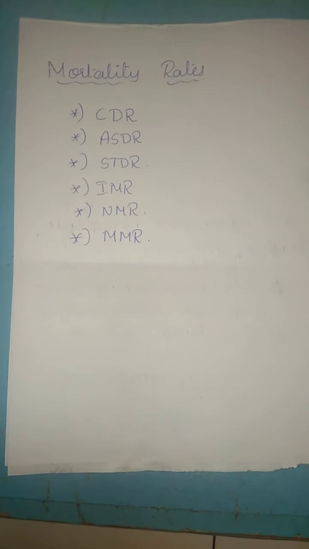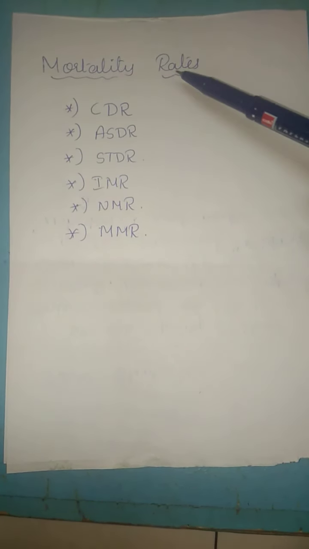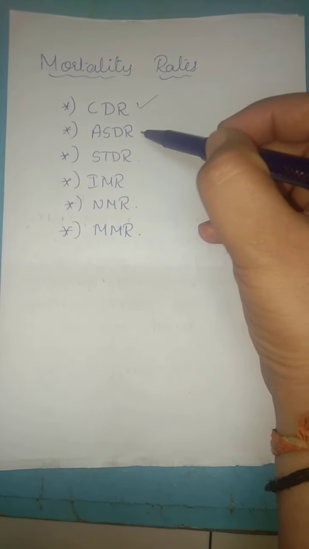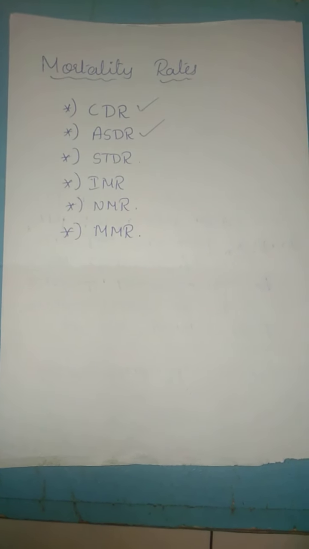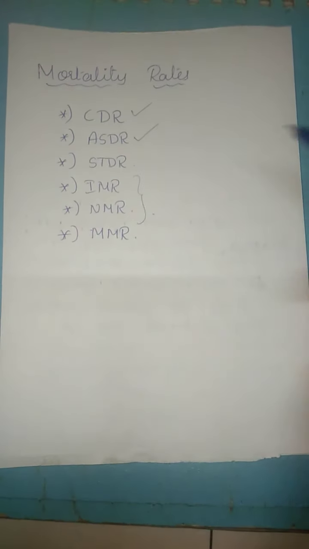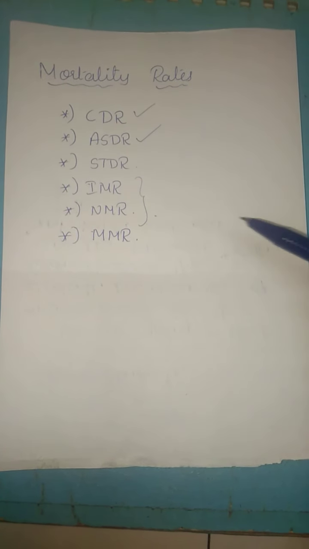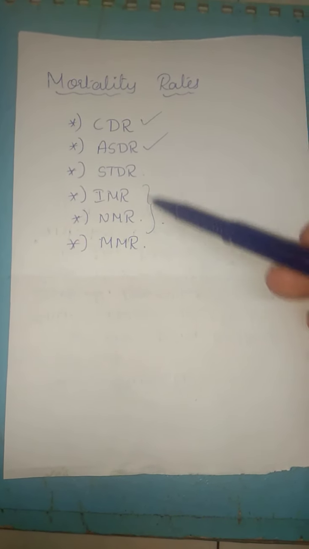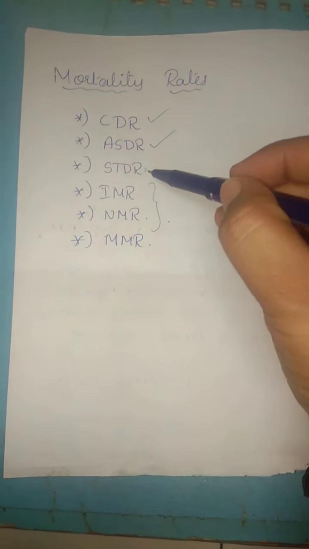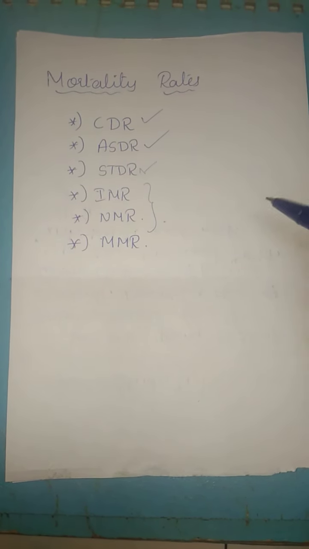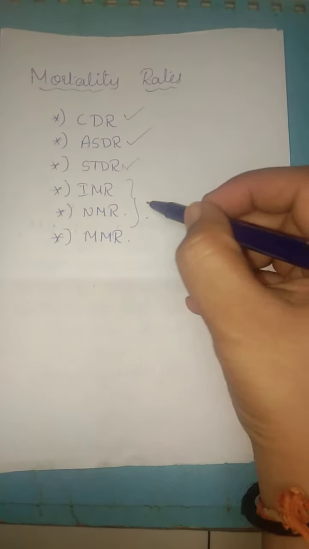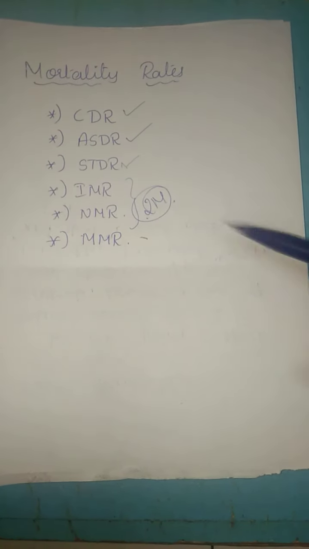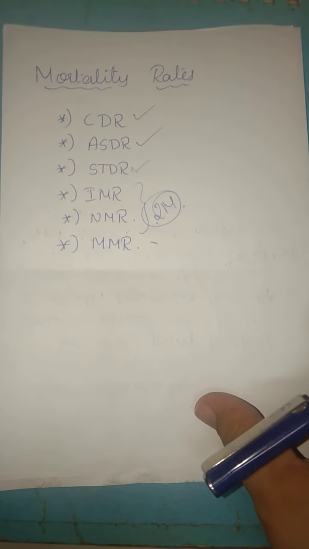Hello everyone. In the last class, I explained about mortality rates. We discussed only two concepts, that is CDR and ASDR. Today, first I am going to discuss these three: infant mortality rate, neonatal mortality rate, and maternal mortality rate. After the completion of this, we'll see STDR. And only 2 marks problems will be asked in the examination about IMR, NMR and MMR.